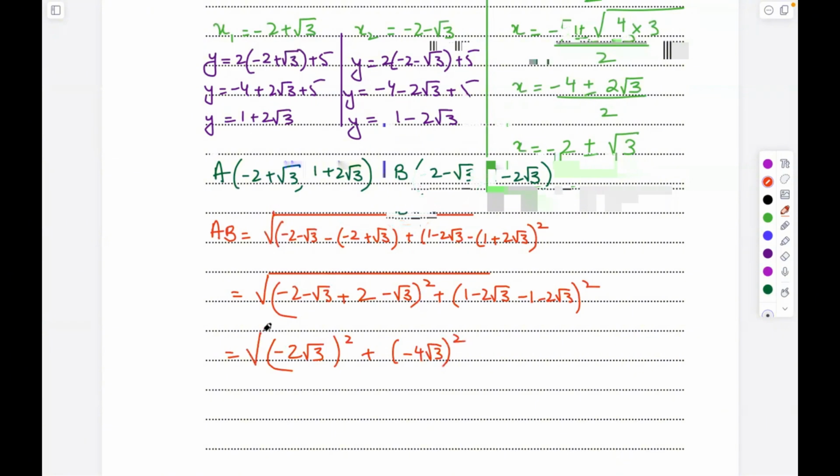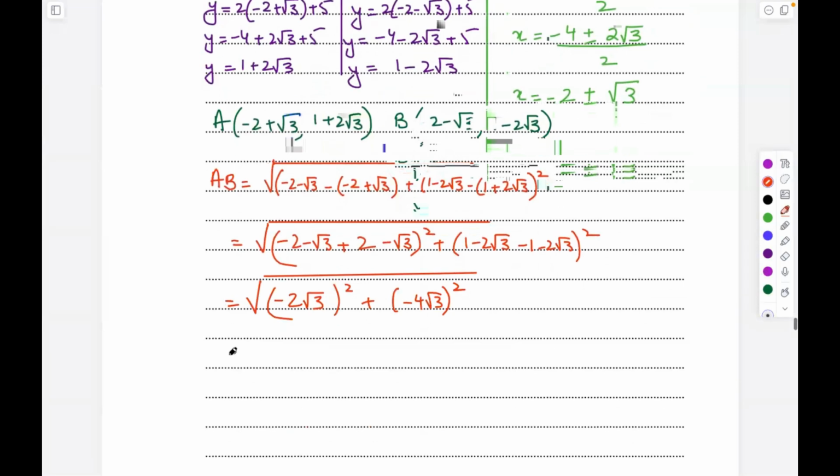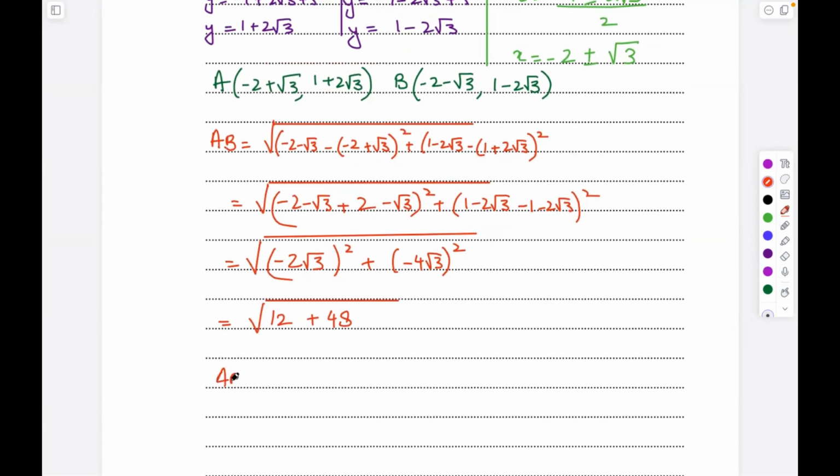Now (−2√3)² becomes: −2 squared is 4, and √3 squared is 3, so 4 times 3 becomes 12. Plus (−4√3)²: −4 squared is 16, and 16 times 3 becomes 48. So the final answer for the length of AB is the square root of 60.